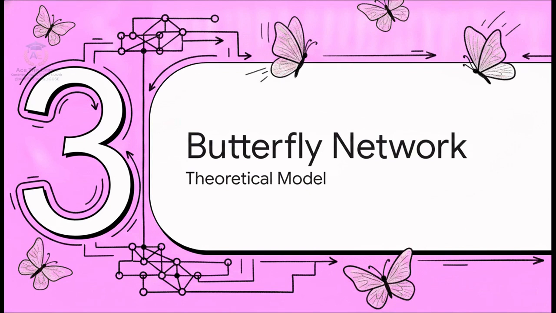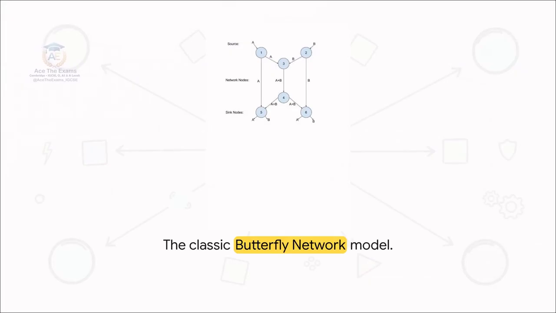Let's look at section 3, the butterfly network. Take a really close look at this classic model. We've got sources 1 and 2, and they're trying to send messages A and B down to the sink nodes at the very bottom. Now, if these nodes could only route traditionally, that central link right between nodes 3 and 4, it would become a massive bottleneck. It can only carry message A or message B in a single time slot. It can never carry both simultaneously.